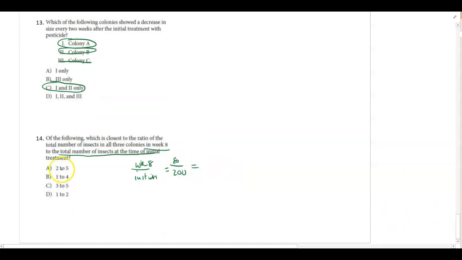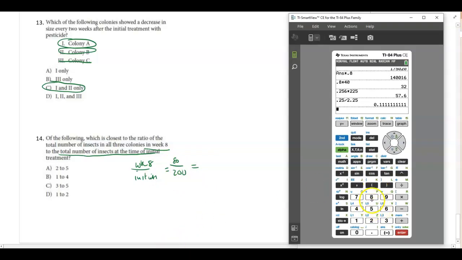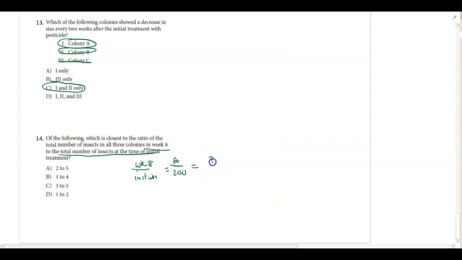Now, when I look at this ratio, 80 over 200, both of these can be divided by, just start with, I'm just going to go to my calculator, 80 divided by 200. I would get a decimal 0.4, but if I hit math, enter, it would give me a ratio of about 2 to 5, letter A.